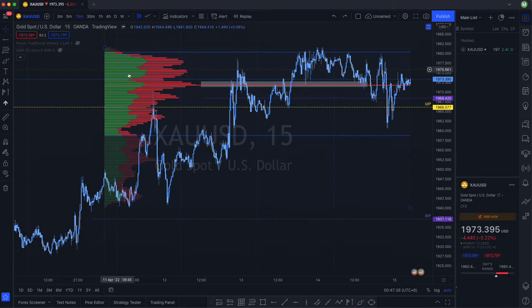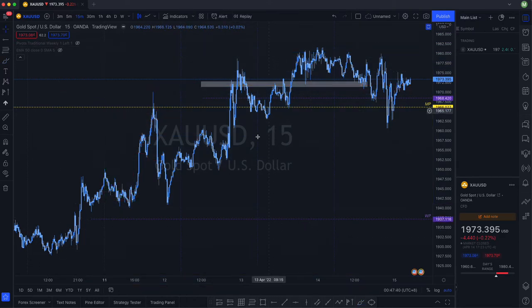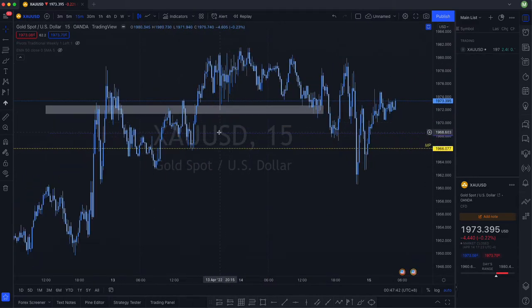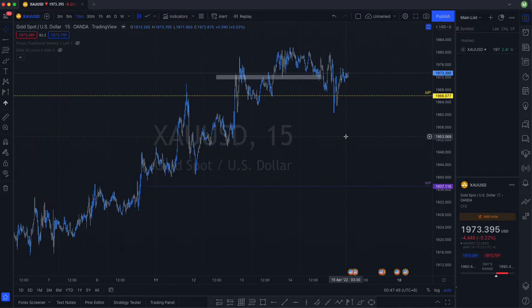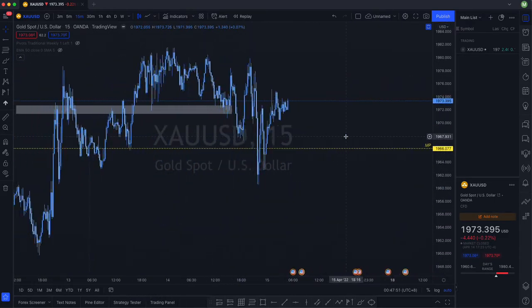I use. I will remove it for now. I have placed this line, I'll remove it as well. So my pivots are marked on the chart, and I told you about the volume profile. Now on to the strategy.